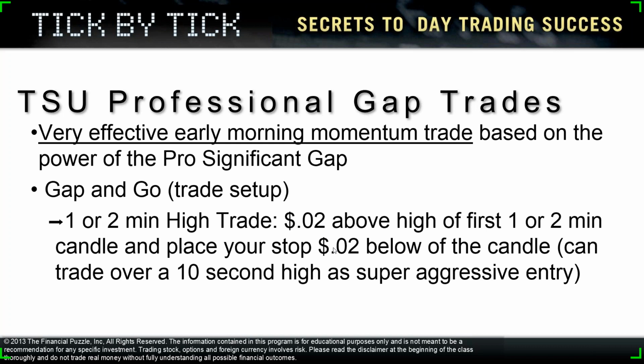That's it. I mean, it's pretty simple, right? Stock opens up, let the first candle close, and then if it's a significant gap down, you're going to place your order to short it 2 cents underneath that candle with a stop 2 cents over that candle. And the opposite if you were going long. Let's take a look at an example so you can see what that might look like.